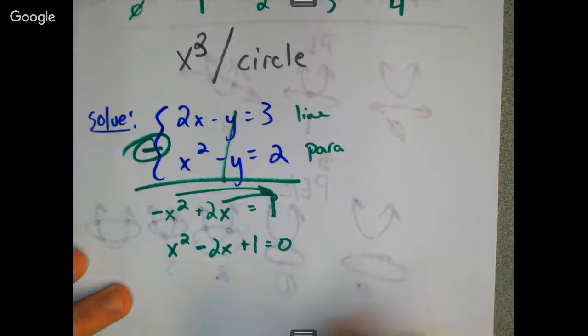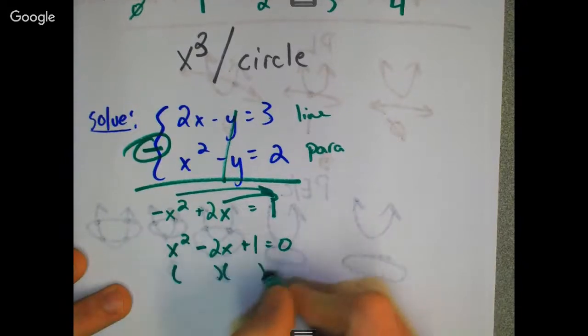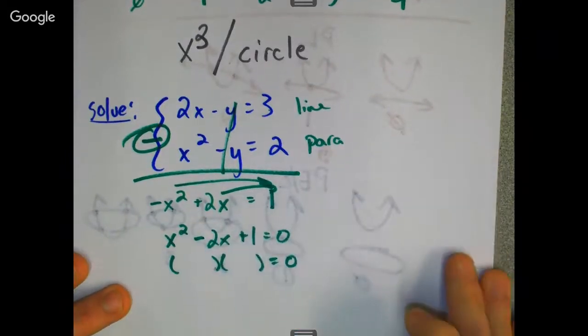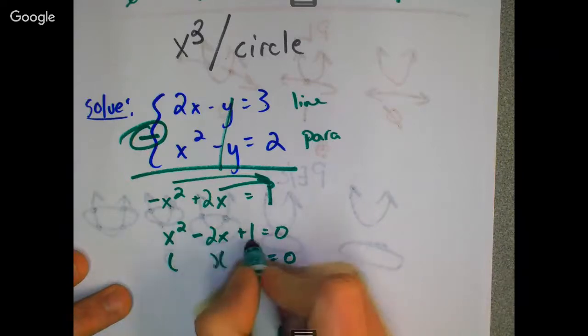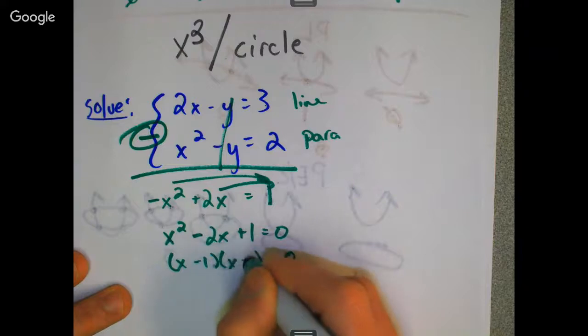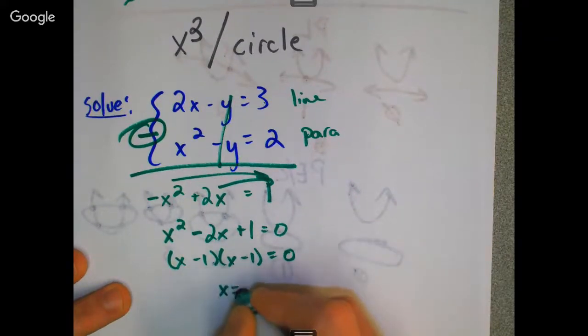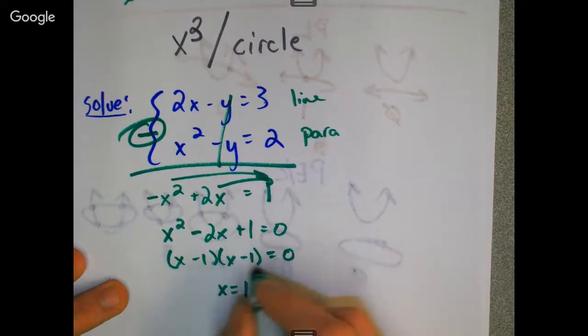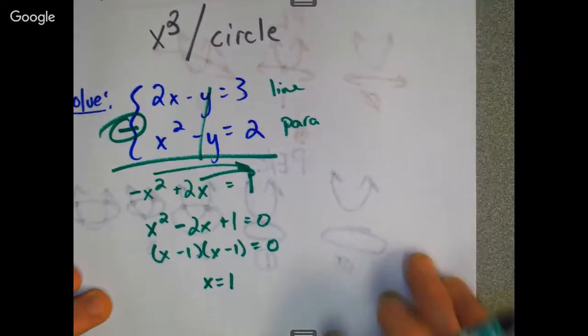That's a quadratic, so we will factor it. Okay, so factors of 1 that add to -2. It's -1, so (x minus 1) squared. So we get x equals 1 with multiplicity of 2. So we don't need to look at both because we'll just get the same answer.